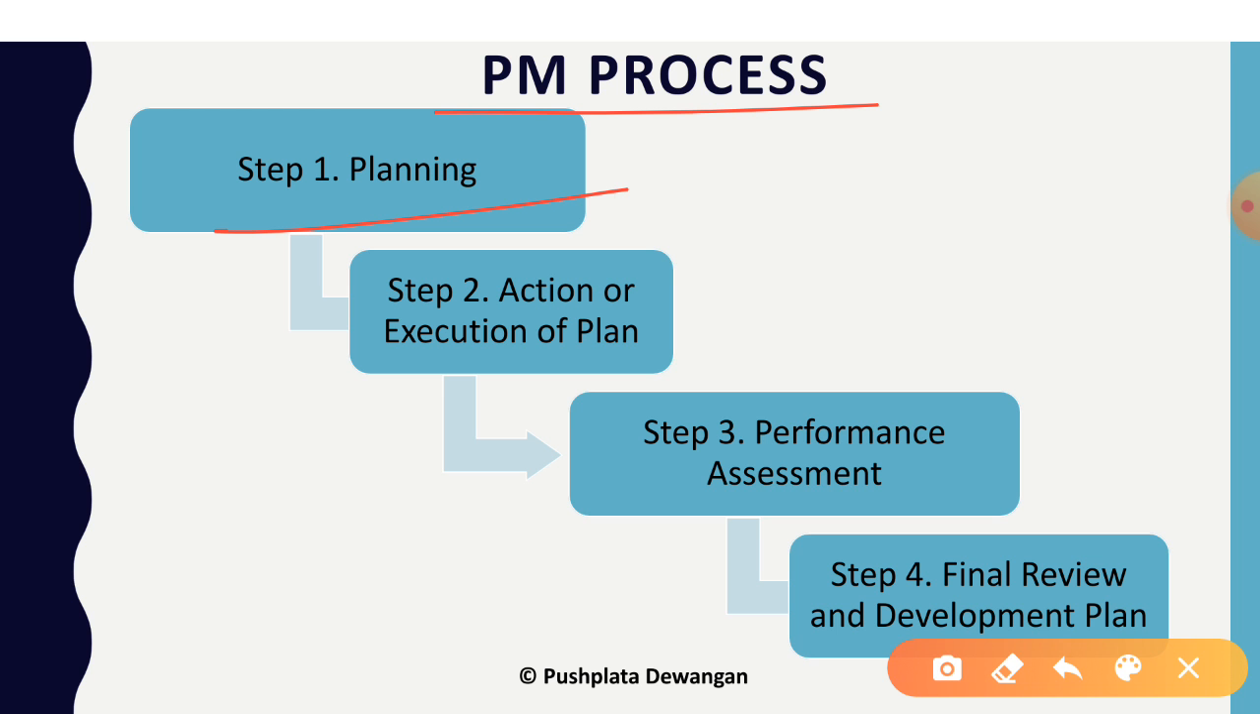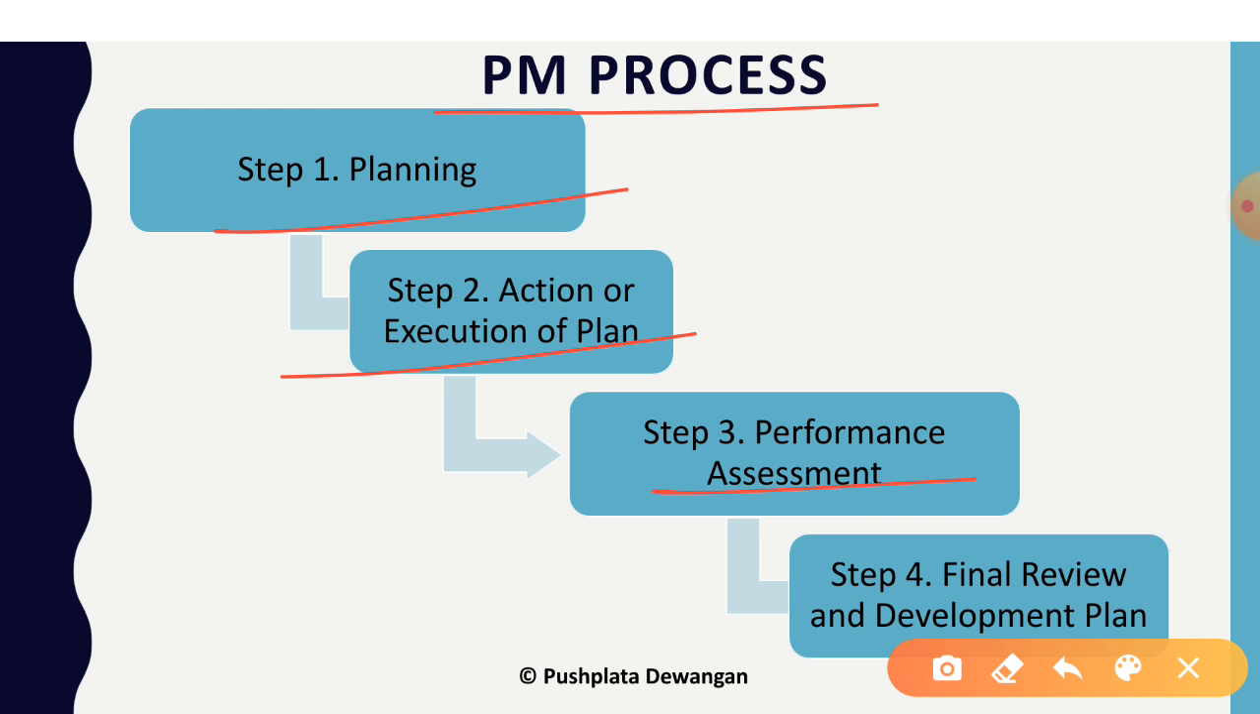The next step, step 2, is action or execution of the plan. After planning of performance management, the next step is action or execution of the plan. If the plan is good and not implemented properly, the result will be poor, and a poor plan implemented strongly means many irregularities can be overcome. So this stage is very important. In the execution stage, the action is to be taken simultaneously with the work.